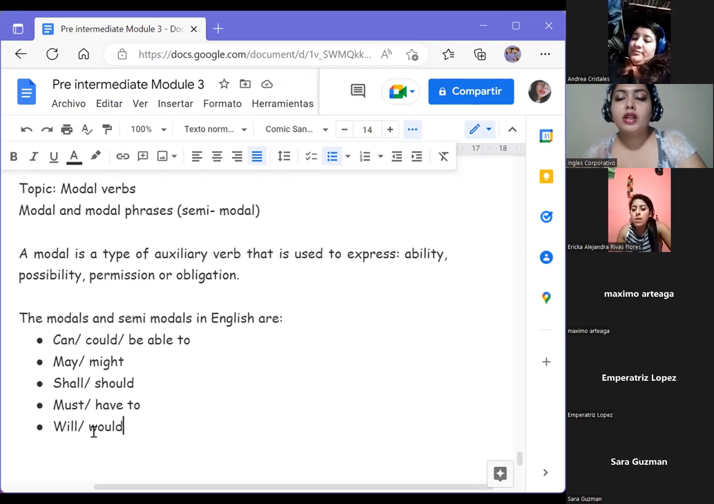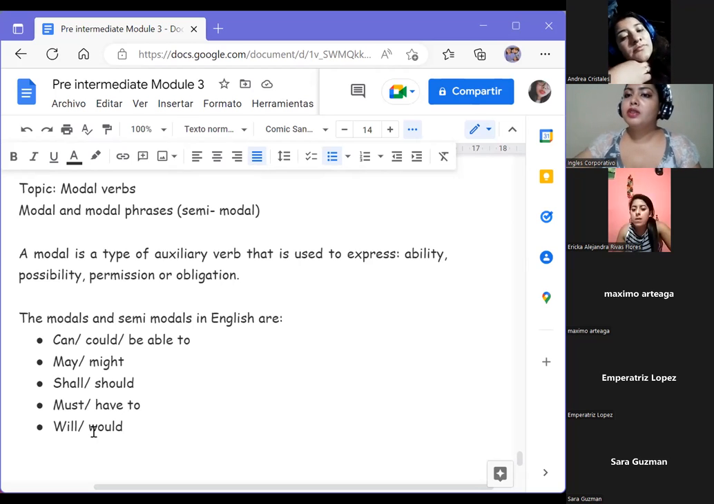So when we talk about can, could, and be able to, we are going to say what the uses are for those modal verbs. We are going to write some examples in which you can see how to create sentences using those modal verbs. And at the end of that, we are going to have some exercises in which you need to put the correct form of the modals can, could, and be able to. Then we are going to see may and might, and we are going to see the uses, examples, and how to create sentences. And again, we are going to have some exercises, and we are going to do it like that with all the modals. So we are going to start with can, could, and be able to. That is the first category that we are going to learn.